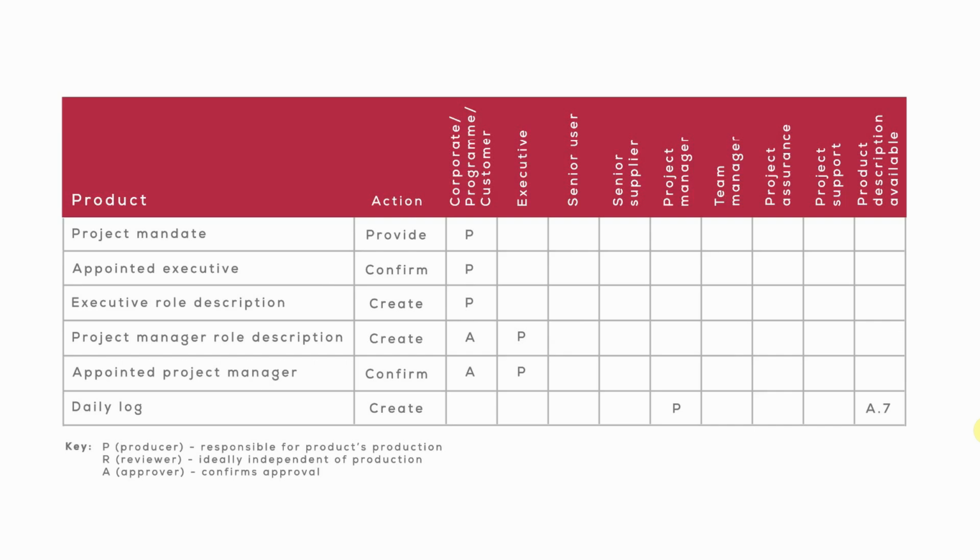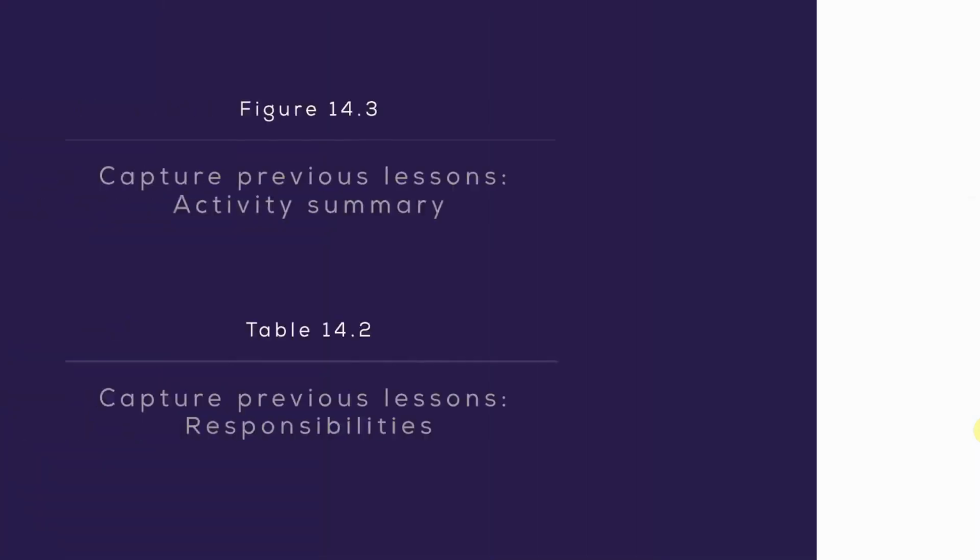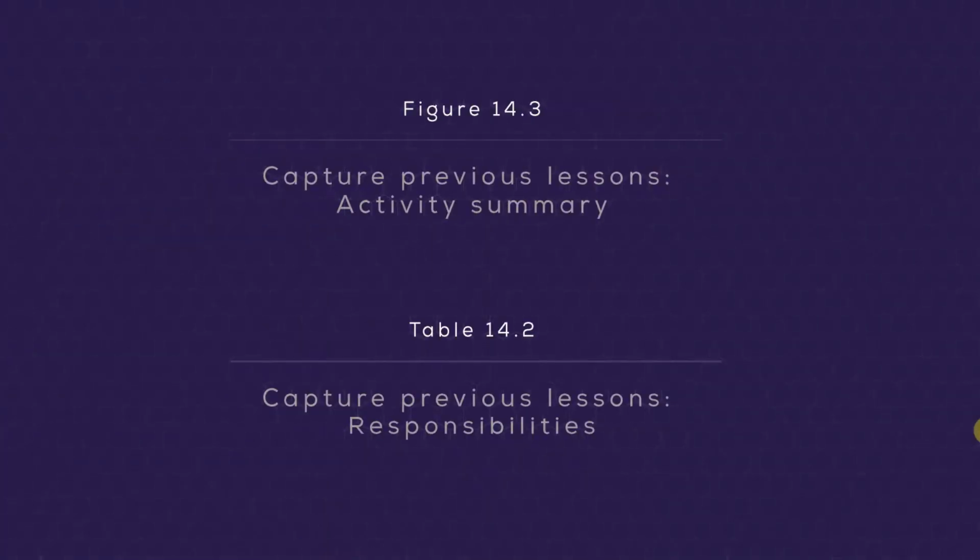So these tables of responsibilities can be quite informative as well, and when used in conjunction with the activity summary, give you a clear indication of everything that's happened on the right, who was responsible for doing it, and when. Read with those recommended actions, they provide you with a very holistic overview of each activity. So that's the first activity. Let's look at the next one that takes place, and that is capture previous lessons.